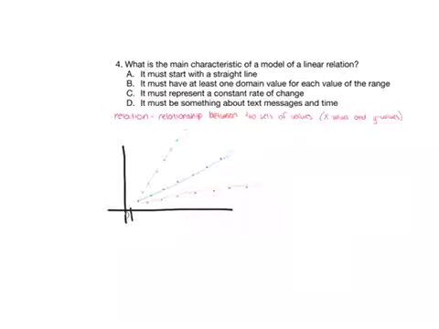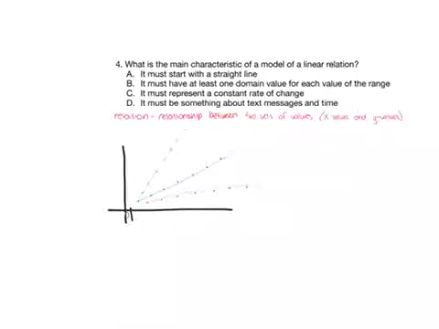Option B states that it must have at least one domain value for each value of the range. We can determine that this answer is not the right answer because while yes, a linear relation must have at least one domain value for each value of the range, that statement is true for almost any relation or function you can find in algebra. We can determine that this answer is far too broad to apply to only linear relations and is therefore not the best answer choice. That leaves us with option C.